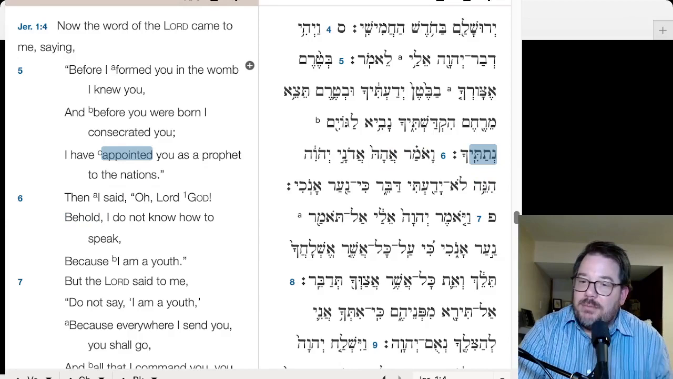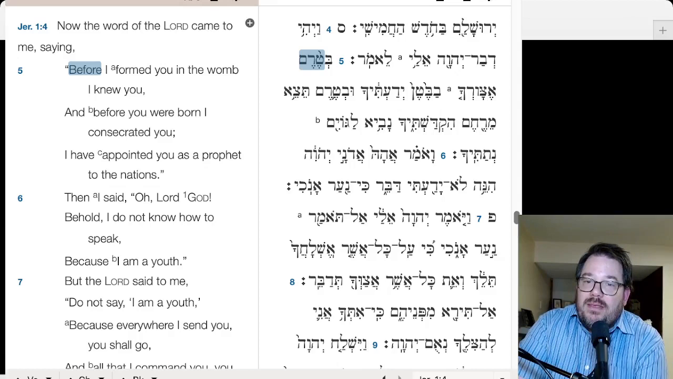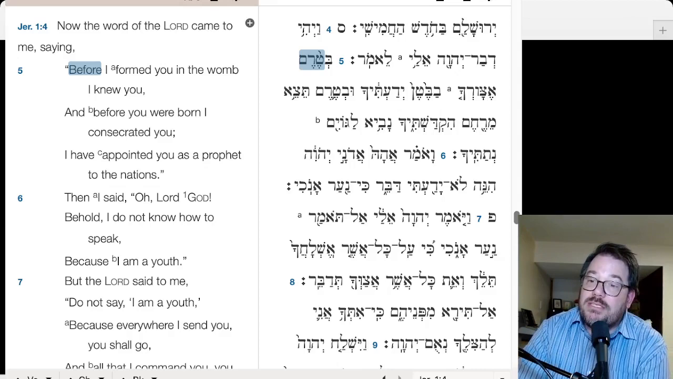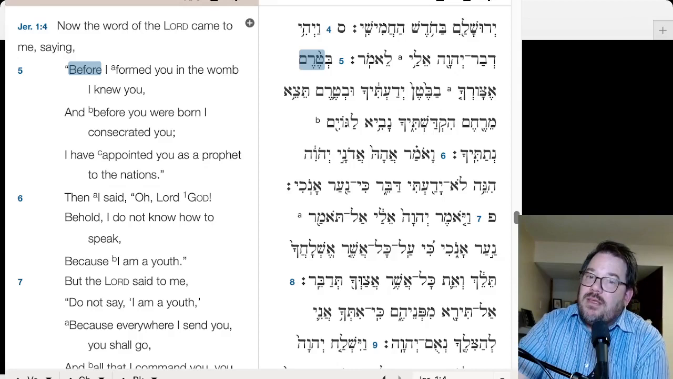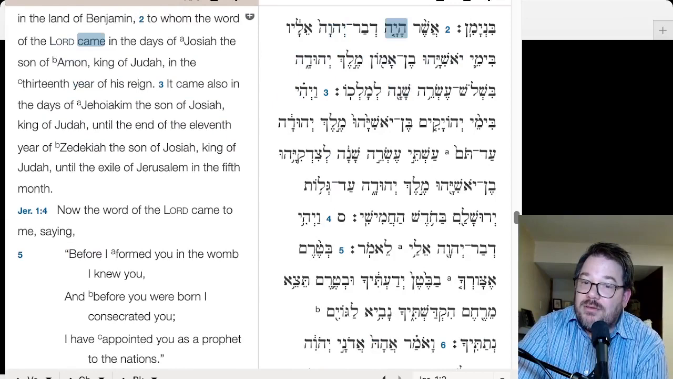But now, beginning in verse 4, we have the call narrative itself, okay? And this looks to me like a discourse marker. It's a phrase introducing a new section, a clue for us that now we're beginning a new section. So hopefully when you made your outline, you noticed that something new happened in verse 4. Now, the word of the Lord came to me, saying. Boy, that sounds a lot like what we just read earlier in verse 2, right? What do we see in verse 2? To whom the word of the Lord came.